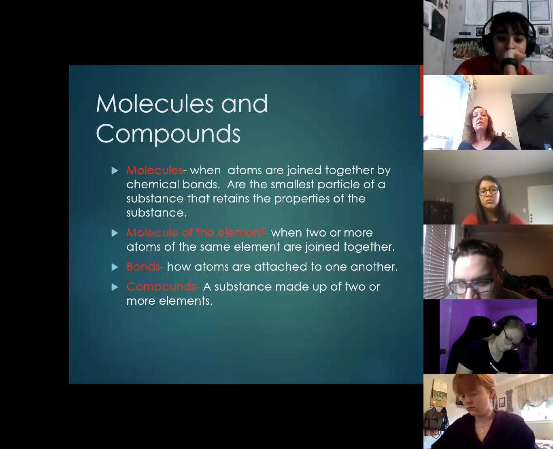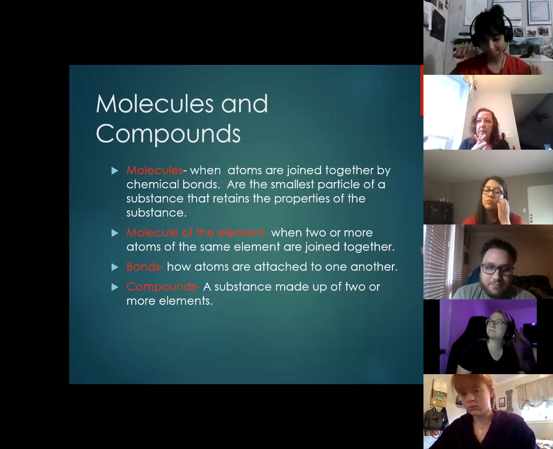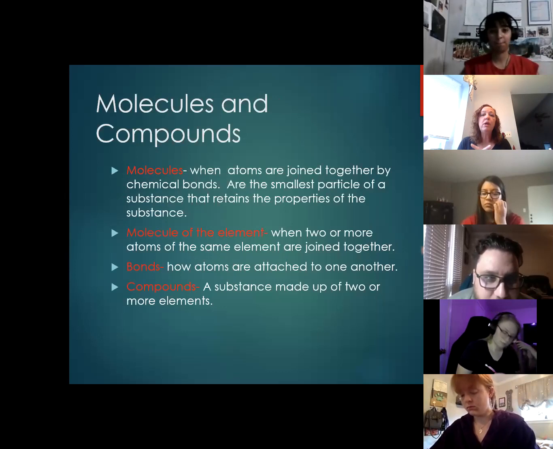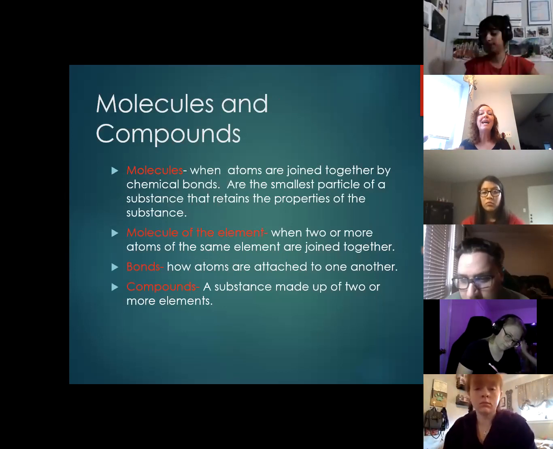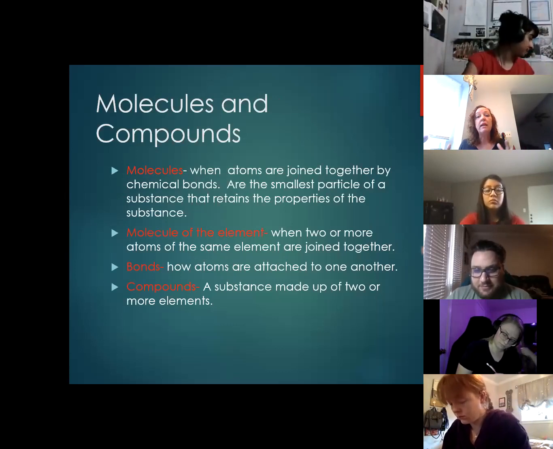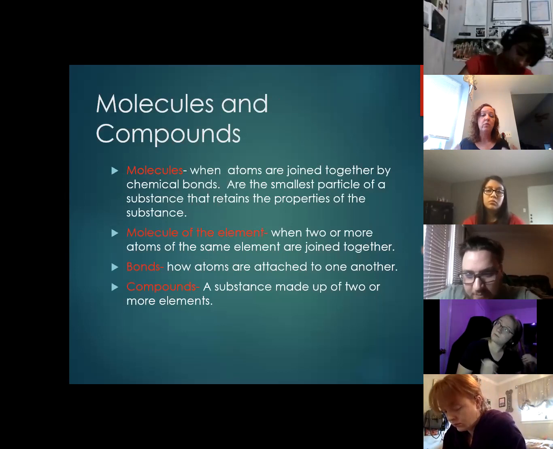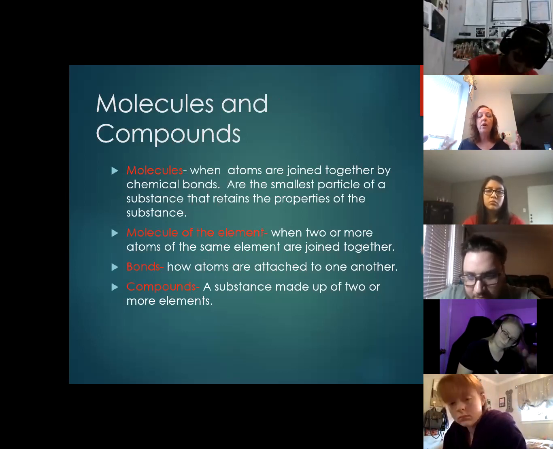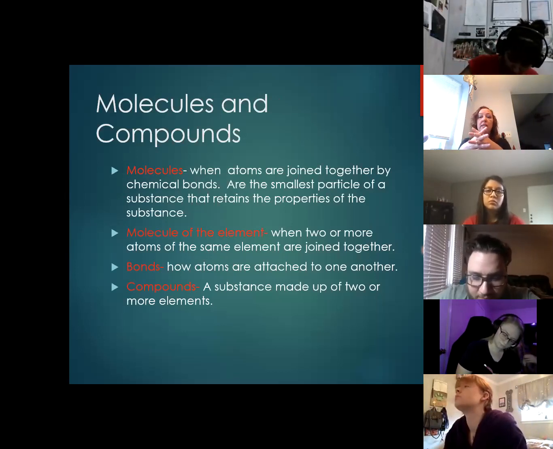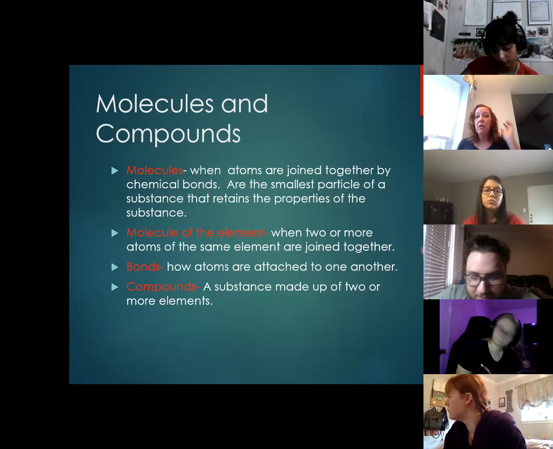So molecules, these are when we have atoms bonded together in a chemical bond. And these chemical bonds, like I said, can either be ionic, where we gain or lose an electron, or they can be covalent, where we're sharing electrons. And then we have hydrogen bonds, which is kind of a combination, where we have a covalent bond and we have a difference in charges. So we kind of have a little bit of both.